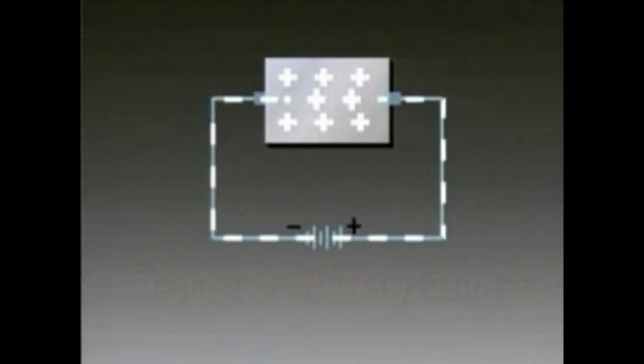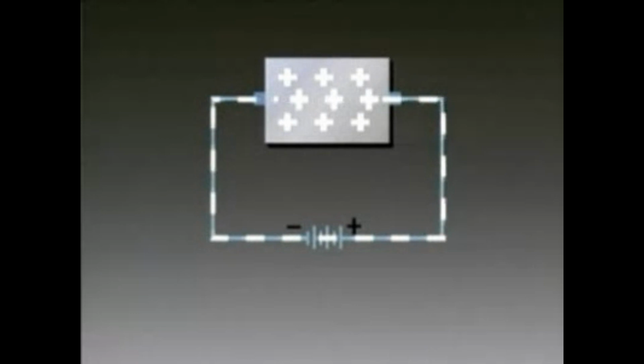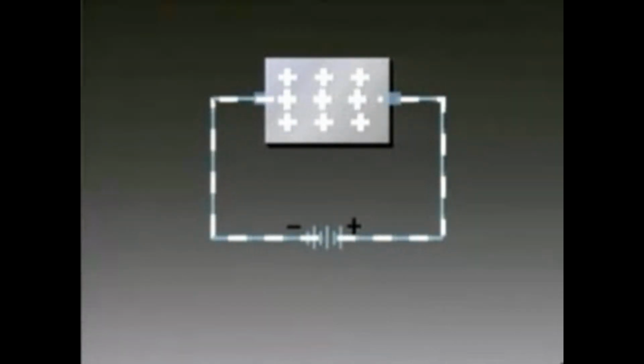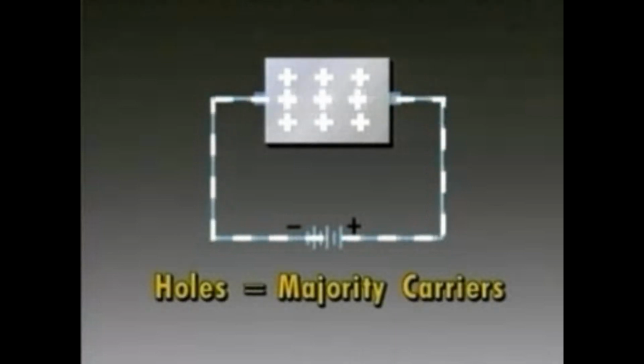Conduction or charge flow through P material is by positive charges or holes. They are called holes because they represent a lack of material or electrons. Repelled by the battery's positive potential, a steady stream of holes moves toward the battery's negative potential. So in P, or positive material, holes are the majority carriers.